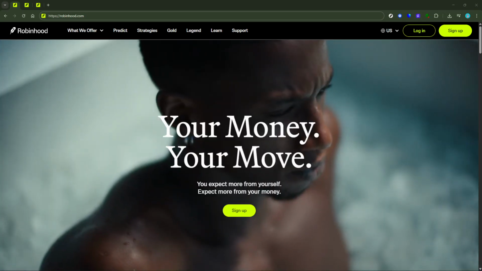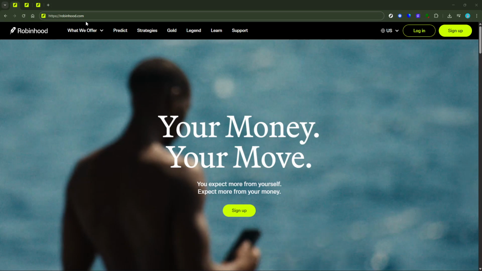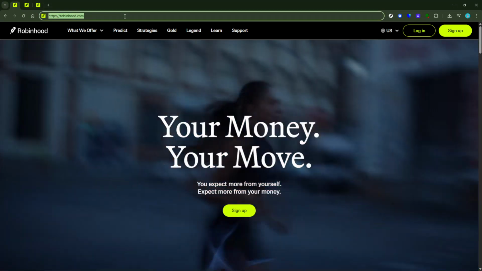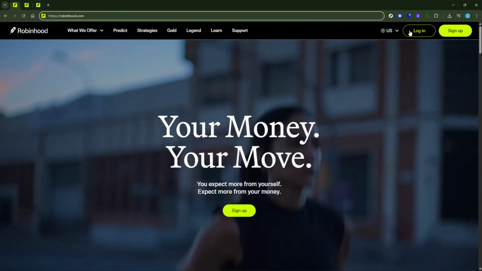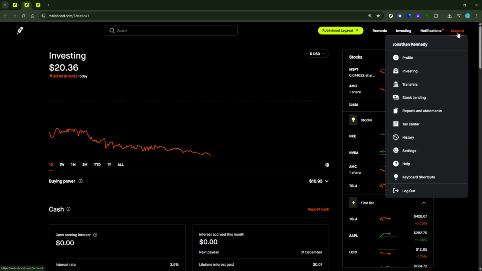So how do you get started? First, you'll want to open the Robinhood platform on your computer and log in with your credentials. Once you're in, take a look at the top right corner of your screen. You'll see the account icon. Go ahead and click on that, and then look for the stock lending section. This is where you can access all information related to the stock lending program.